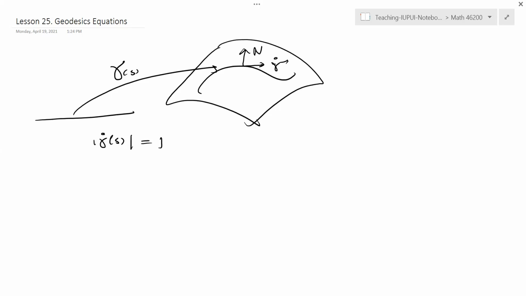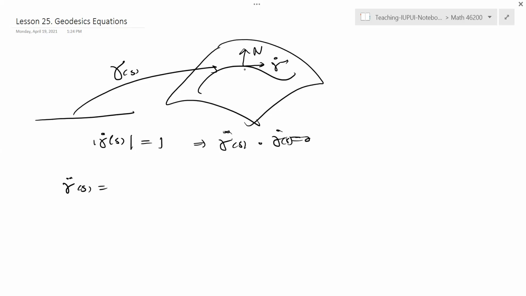In geometry, when we put a dot on top, it means the derivative with respect to the arc length. When we put an r prime, it means the derivative with respect to an arbitrary parameter. That's just the usual notation. So the second derivative is perpendicular to the first derivative because of the unit length. This implies the second derivative is perpendicular to the first derivative.